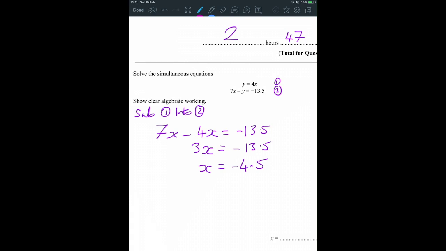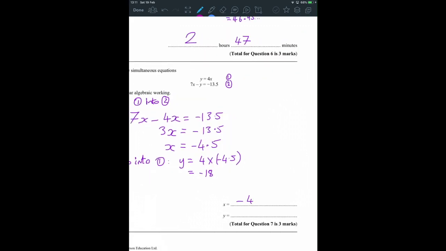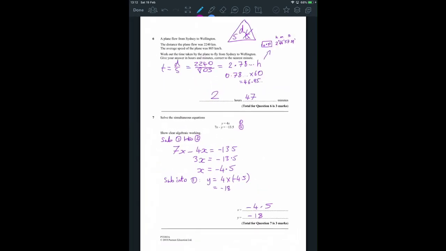Now I've got x, I can sub back into either. Actually the first one is so easy that y is just 4 lots of this, 4 lots of 4.5, or negative 4.5, which is negative 18. Nice thing about simultaneous equations is if you sub both of those back into both equations and it works in both, then you have to have got the right answer. So I've already subbed into the first one with my working, and doing a quick check into the second, it does satisfy the second equation, so it has to be the right answer.